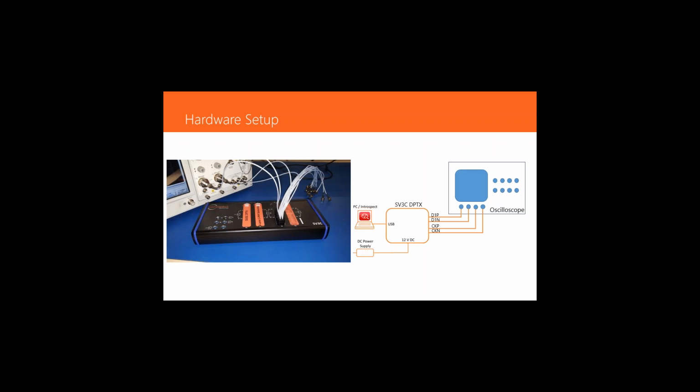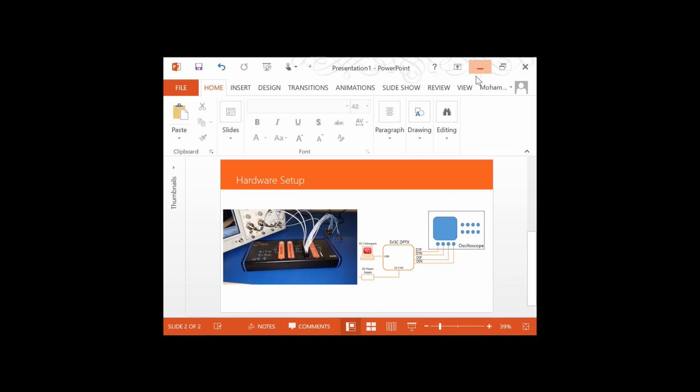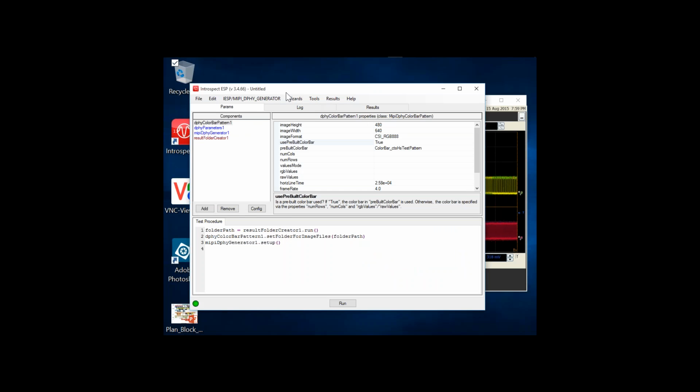So the hardware setup for today's session is illustrated here, where we connect the SV3 D-PHY generator. This is a very compact 4-lane MIPI D-PHY generator that's capable of producing both protocol layer as well as electrical layer test parameters. And for today's session, we connected to the oscilloscope in order to illustrate the importance of the CTS Colorbar. So we'll go ahead and start the software here.